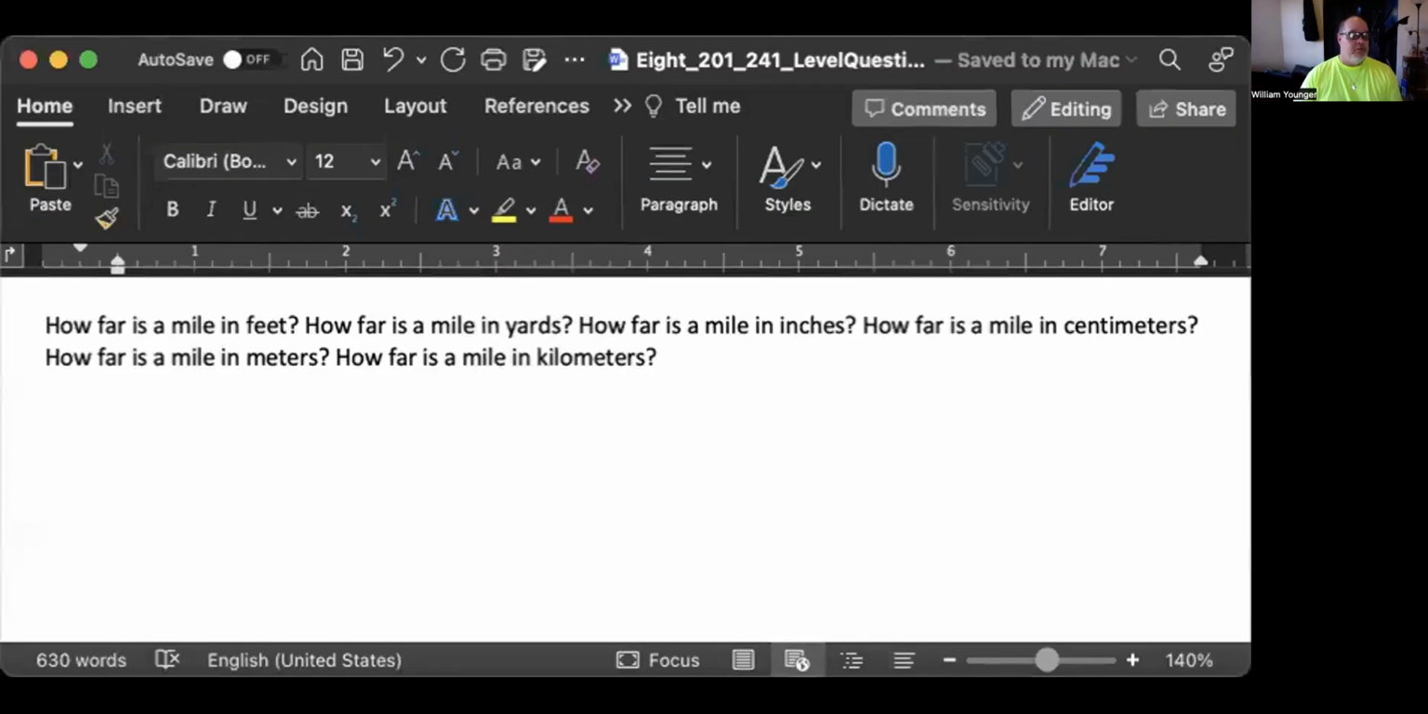And here's a question right here. How far is a mile in feet? How far is a mile in yards? I think you guys probably know the relevant conversion between yards and feet. How far is a mile in inches? Now that's a weird one. You probably definitely don't know that. How far is a mile in centimeters? Certainly don't know that. How far is a mile in meters? Probably don't know that either, but you probably have an idea. This next one is how far is a mile in kilometers. So this whole thing's about how far is a mile, and let's do some simple conversions to get them.